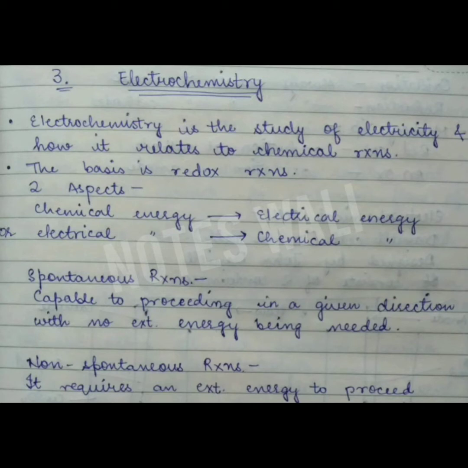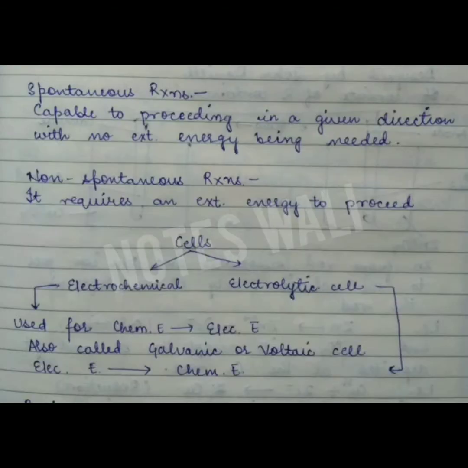Electrochemistry is basically the study of electricity and how it relates to chemical reactions. In this chapter we are going to study its two aspects: we convert chemical energy to electrical energy, and the other one is we convert electrical energy to chemical energy. The actual reactions and mechanisms are very complex, but we will see only basic reactions here, and the mechanism of these reactions is basically the redox reaction that we have already studied. And we also know what spontaneous and non-spontaneous reactions are.